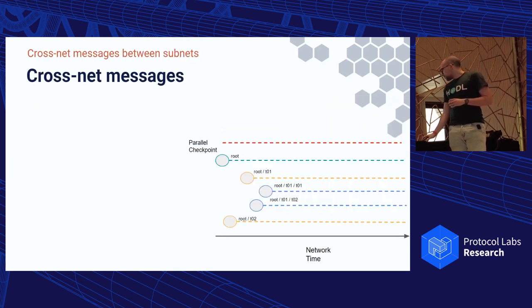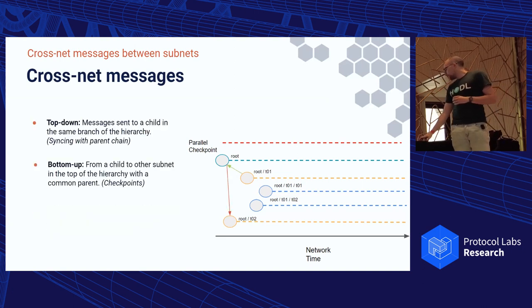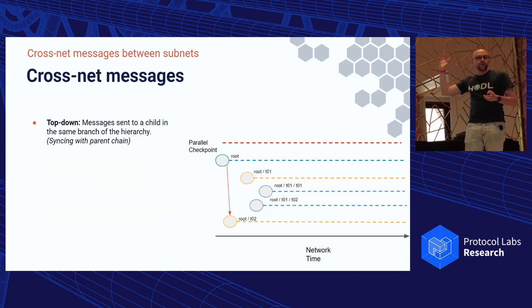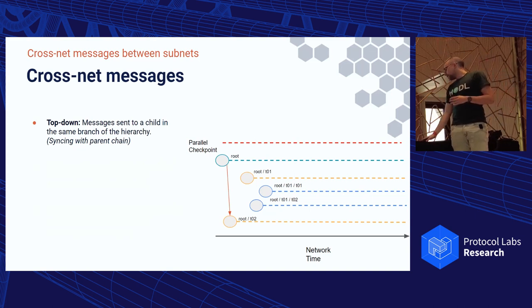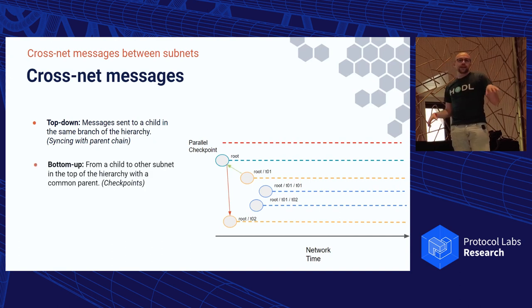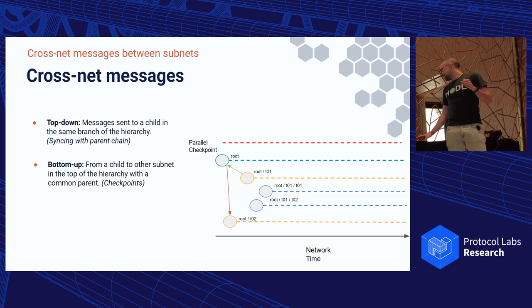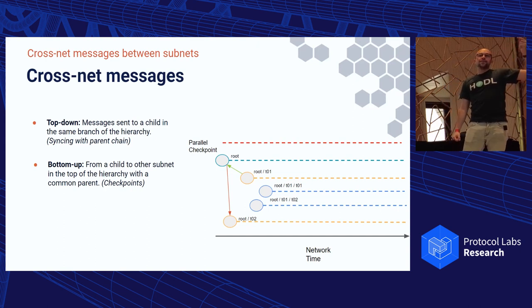And finally, the cross-net messages. As I said, we have two main cross-net messages: the top-down, which is from a parent or from the root to a child, and the bottom-up, which is from a child or someone down the hierarchy to the top. The first ones are just committed through syncing, and the other ones are propagated through the checkpoint, and then when you have a checkpoint committed in the parent, you can route it.